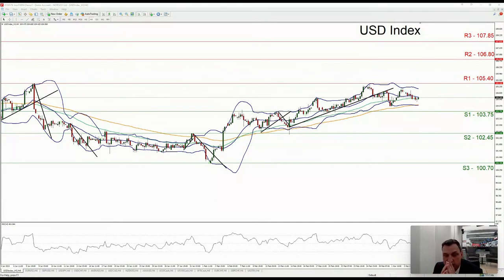In front of your screens, you have the US dollar index. It's the 4-hour chart. And with no time to waste, we highlight the sideways motion of the US dollar index between the 105.40 resistance line and the 103.75 support line.